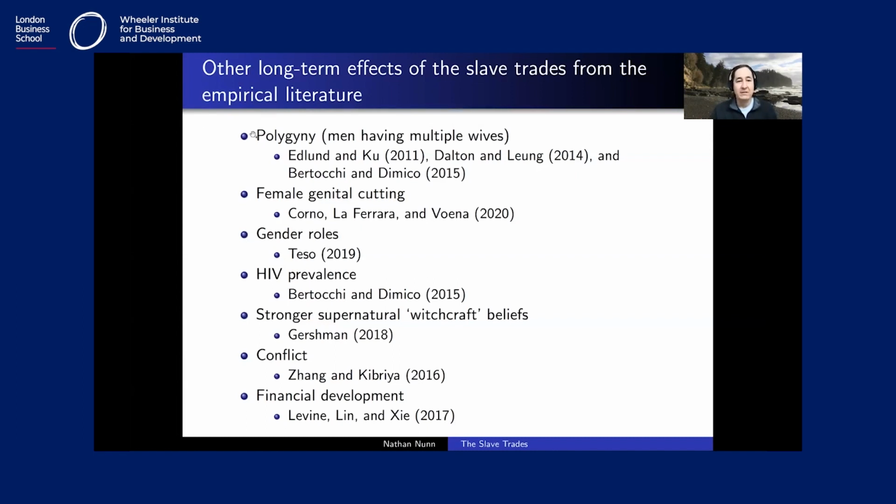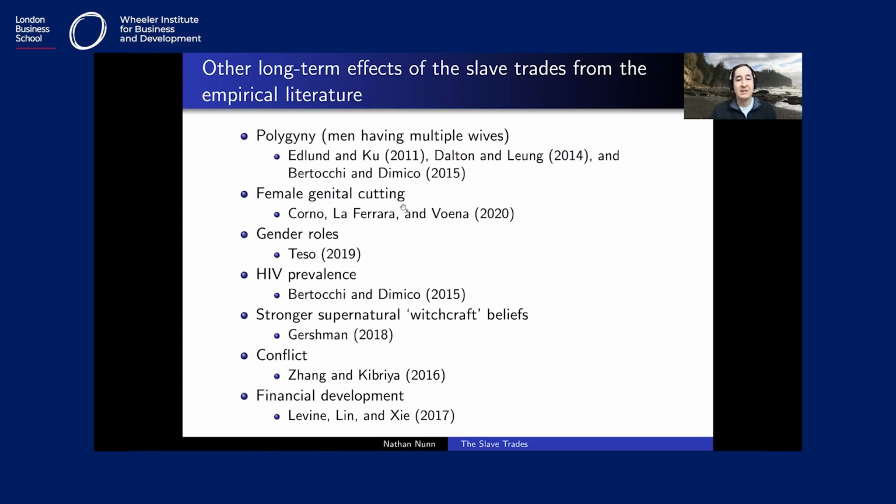So polygyny, for example, has been found to have increased because of the slave trades, particularly the transatlantic slave trade. This is men having multiple wives, and there's a number of reasons why this might be. The sex that was primarily taken during the transatlantic slave trade was men. So you had a gender imbalance in those locations where more enslaved individuals were taken, and that could be part of the explanation.